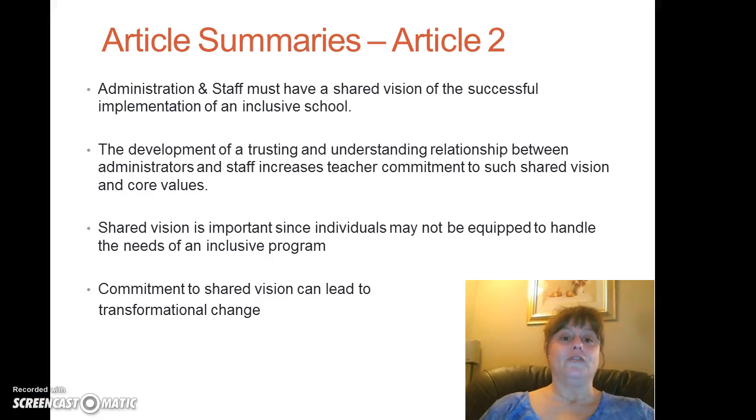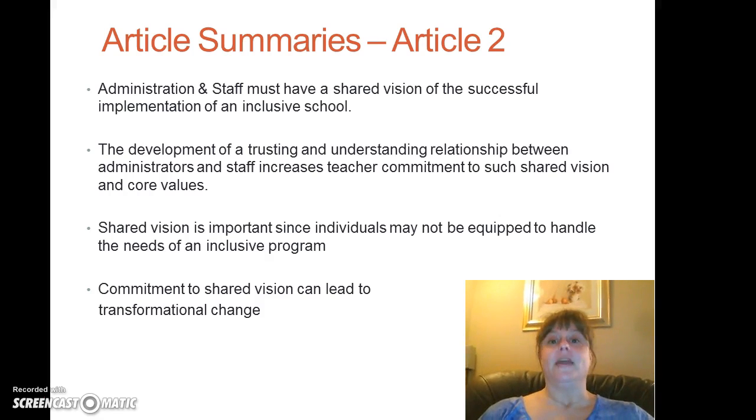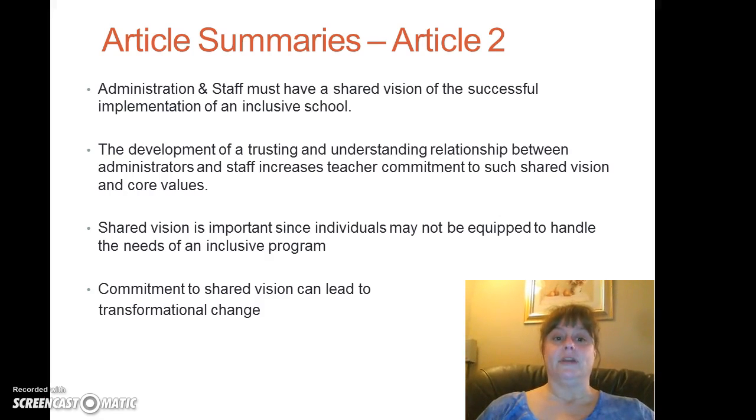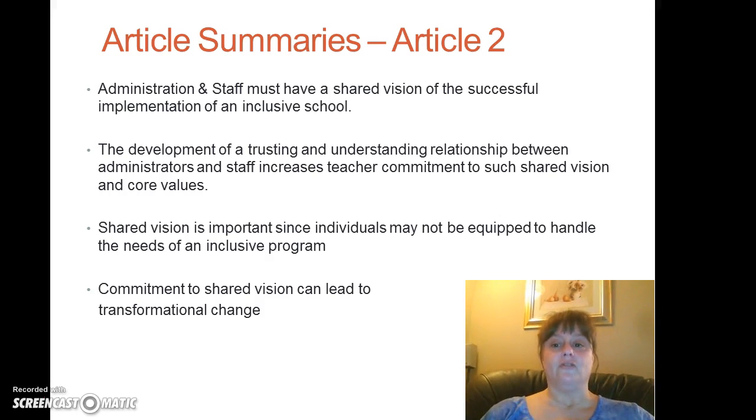The article also mentions that administration and staff must have a shared vision of the successful implementation of an inclusive school. They must agree on the overall outcome and on all of the goals and objectives in order to make this concept a reality. The development of a trusting and understanding relationship between administrators and staff increases teacher commitment to such shared vision and core values.